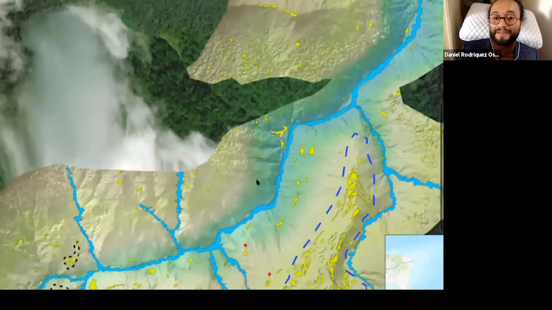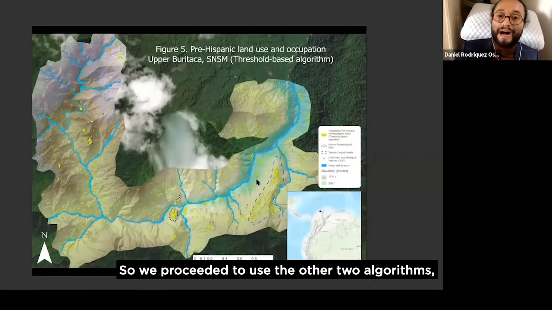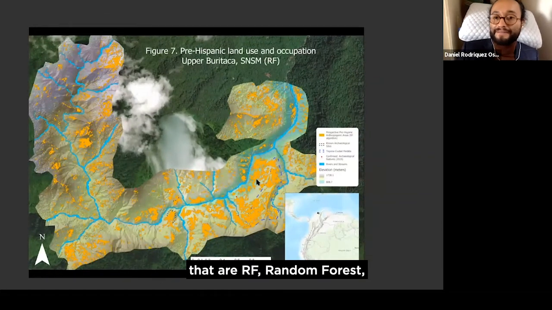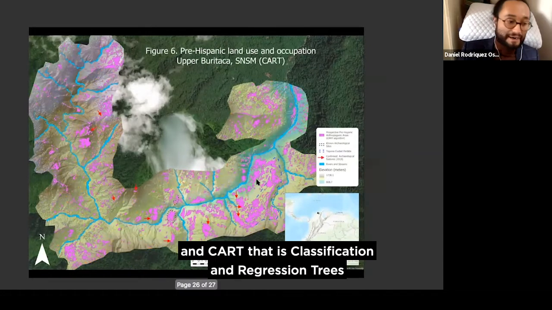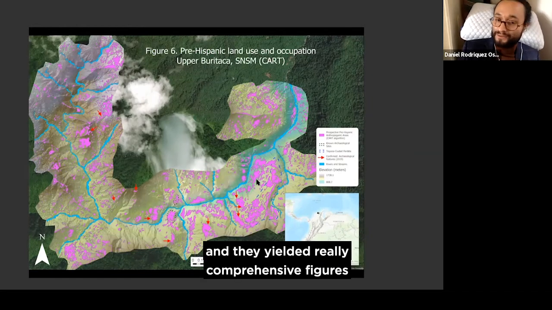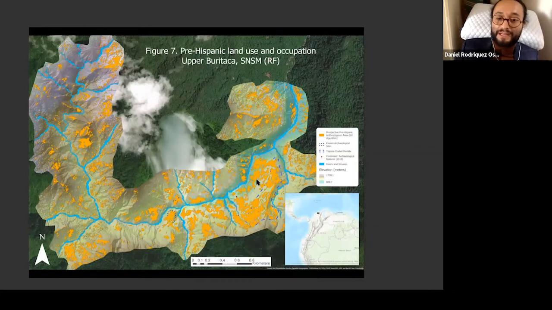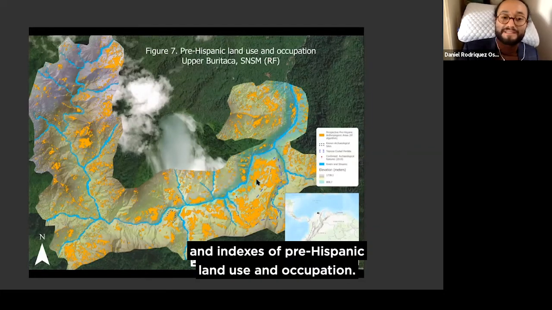anthropogenic area. So we proceeded to use the other 2 algorithms, RF, random forest, and CART, that is classification and regression trees, to model the pre-Hispanic land use and occupation. And they yielded really comprehensive figures and indexes of pre-Hispanic land use and occupation.